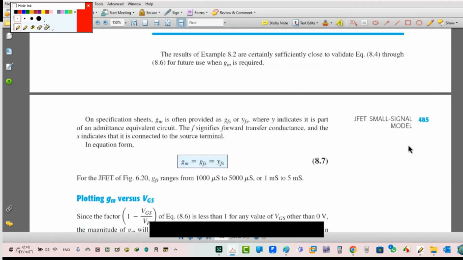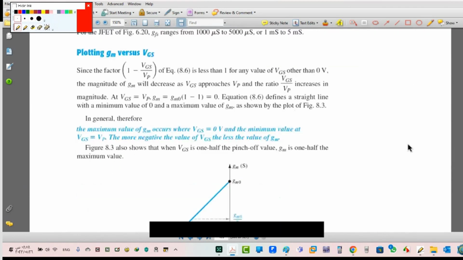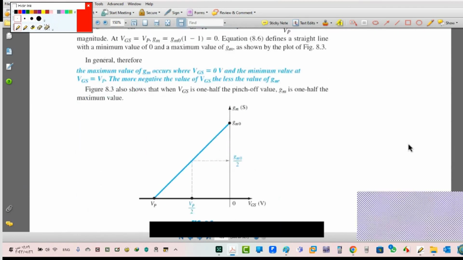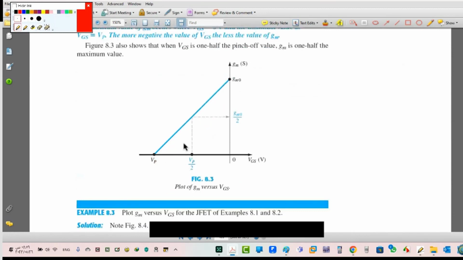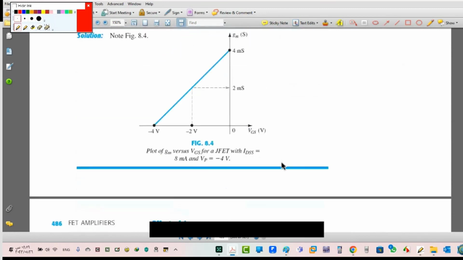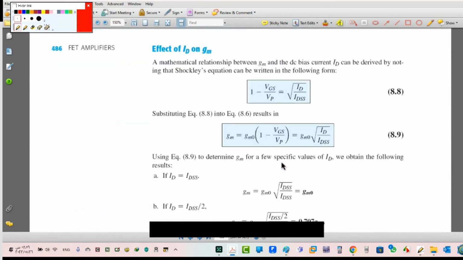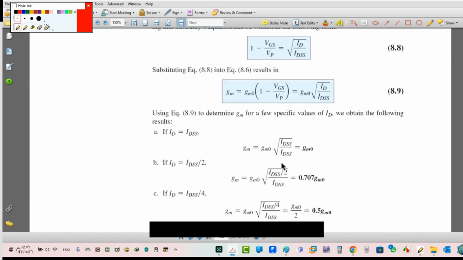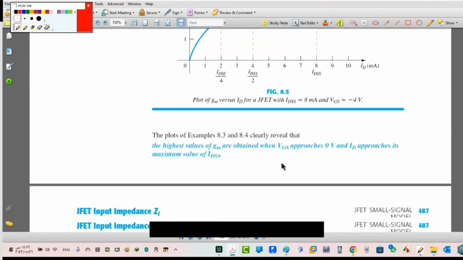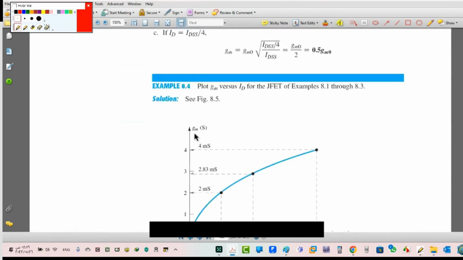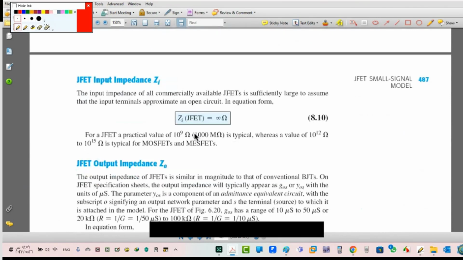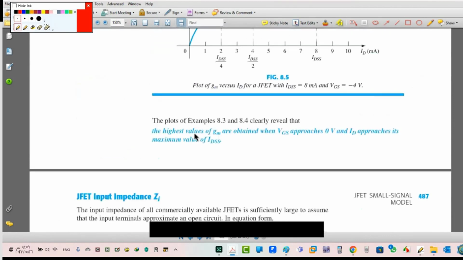Any question for this? Plotting, see, it's like a line. I don't need this plotting, because if you want to draw GM with VGS, it's like a line. We don't need it in the exam. Now let's go directly, skip this. Also, is that important? Very important: the effect of ID on GM. Skip it. And let's now study the parameters.